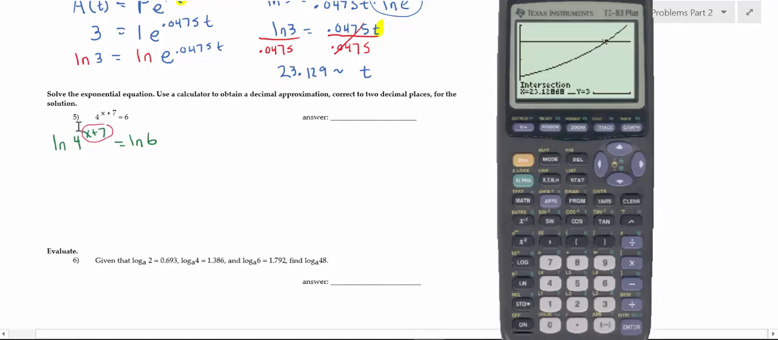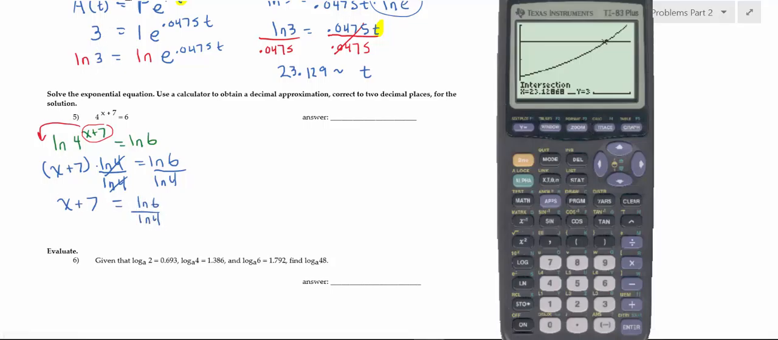So what you're going to do is, of course, use the property we've learned. You have a logarithm of a number to a power. The power comes down in front. So you're going to have x plus 7 times the ln of 4 is equal to ln of 6. Now your job is to try to get x by itself. So one thing you can do is you can divide by ln 4, and then that will leave you with the quantity x plus 7 is equal to ln 6 over ln 4.